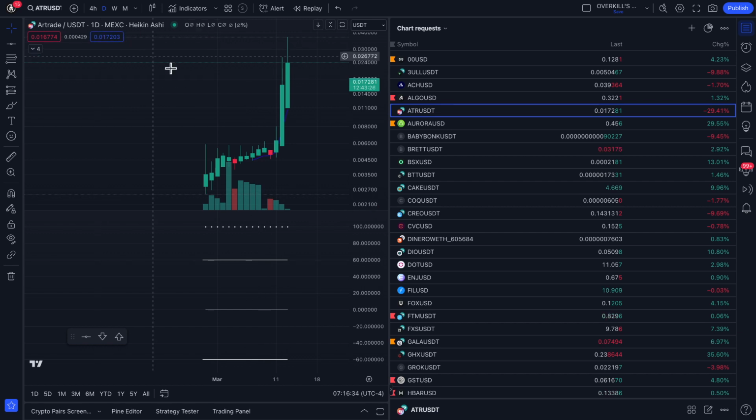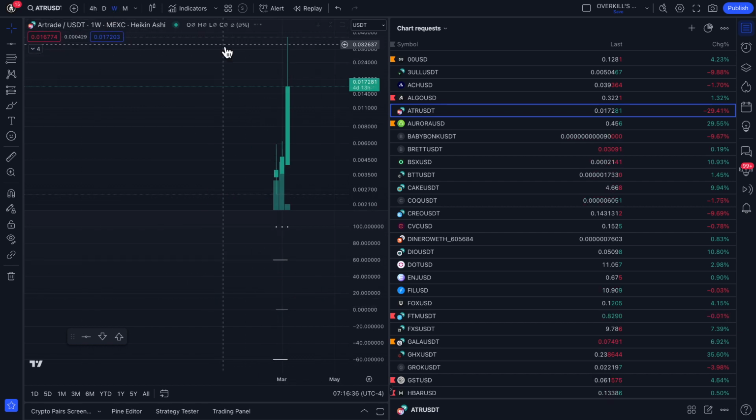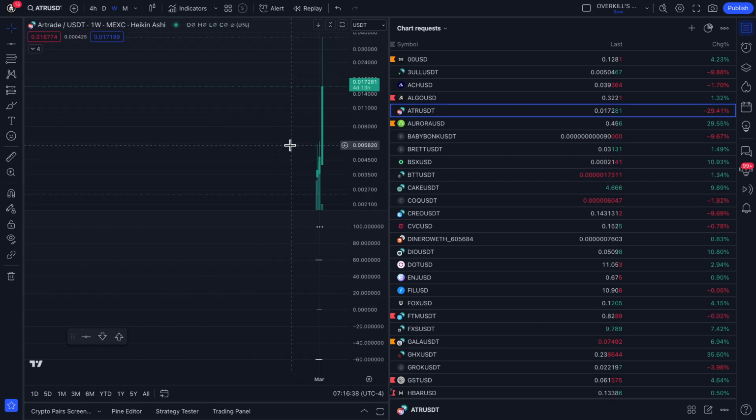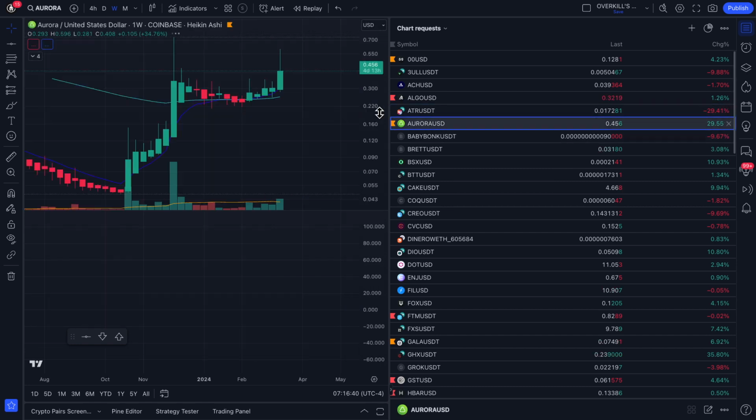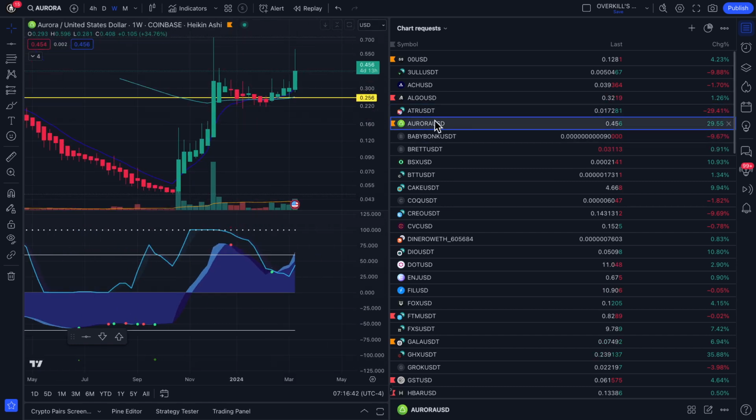Here's ATR. This one looks like a new coin. There's no data on the indicator or anything, so I can't really tell you anything. What I'd do is go use that research tool and look up the fundamentals of it. Here's Aurora. This is a coin on our altcoin watch list.